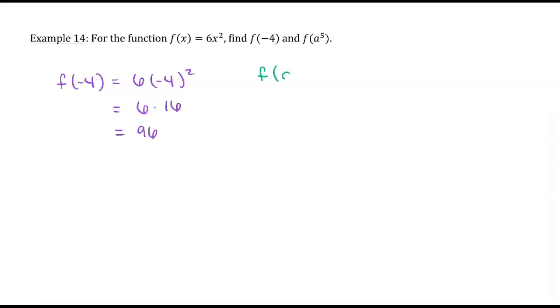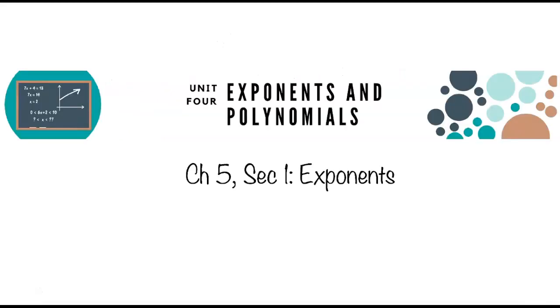Next, let's find f of a to the 5th. This means we want to put an a to the 5th exactly where the x is in the function. So instead of 6 times x squared, we want 6 times a to the 5th squared. Using our power rule, we can rewrite this as 6 times a to the exponent of 5 times 2, or 10. And we've now found that f of a to the 5th is 6 times a to the 10th. And that will conclude this lecture video on the properties of exponents.